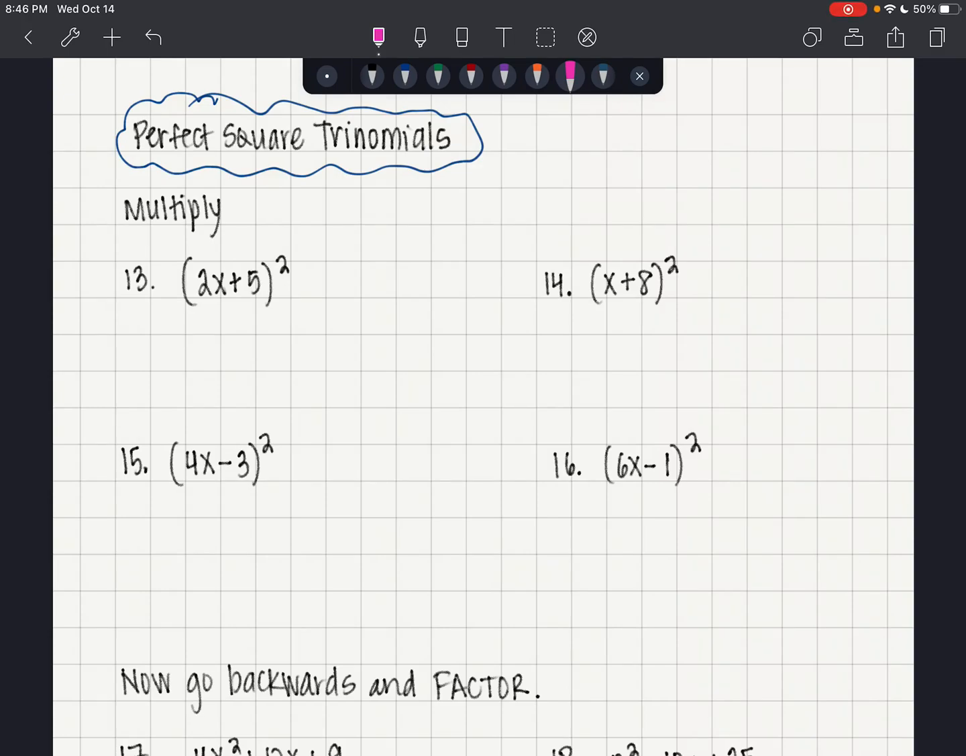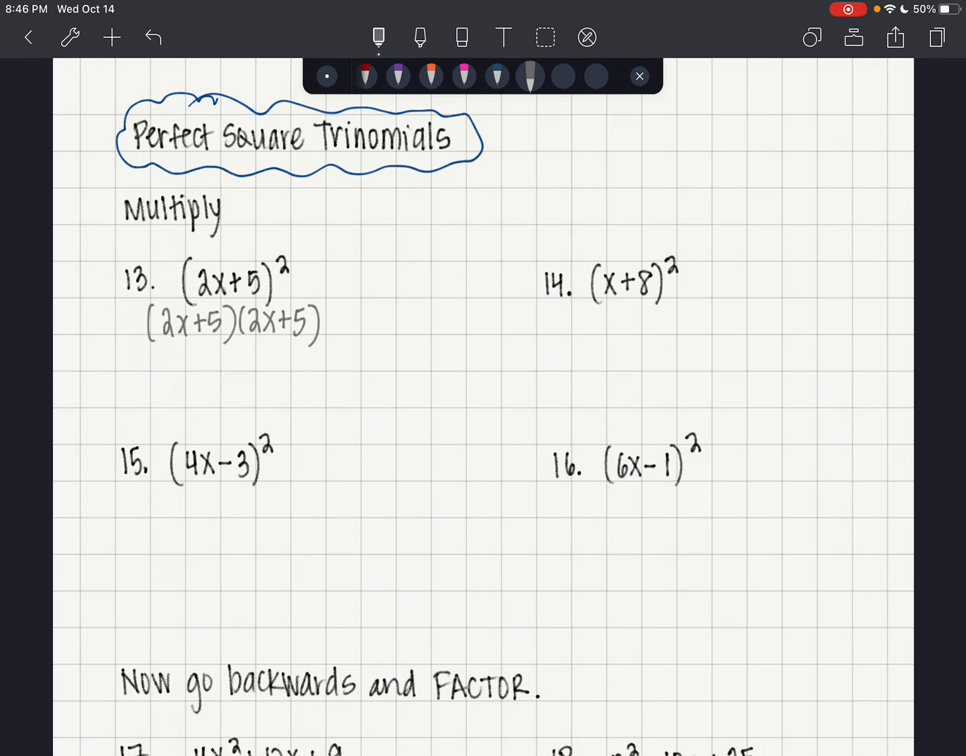Now let's practice. We're going to factor perfect square trinomials, but first we're going to multiply. Before we factor, we're going to practice multiplying, and that's going to help our brain go backwards and factor. So I've got 2x plus 5 quantity squared. Well, we know that that means the base times itself.